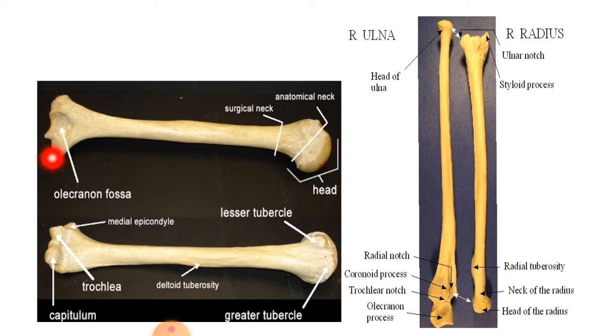At its distal part you can appreciate the olecranon fossa for the accommodation of the olecranon process of the ulna, the trochlea and the capitulum. Capitulum will accommodate the head of the radius, and the trochlea will accommodate the trochlear notch, or we can say that this trochlea will articulate with the trochlear notch and will form the elbow joint.